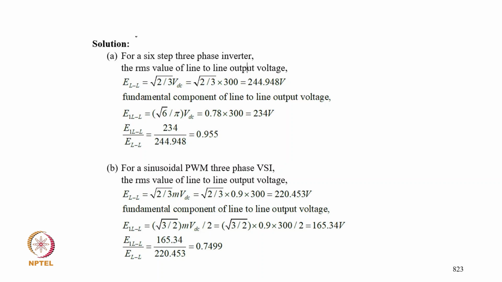Fundamental component of line to line voltage is EL1 equals root 6 upon pi VDC, that's 234 volt, and EL1 upon ELL comes 0.955. So for sinusoidal PWM, the RMS value of line voltage is ELL equals root 3 by 2 root 2 M VDC, that comes to 220.45 volt. Fundamental component of line to line is EL1 equals root 3 by 2 M VDC by 2, that comes 165.34. And EL1 upon ELL comes 0.7499.